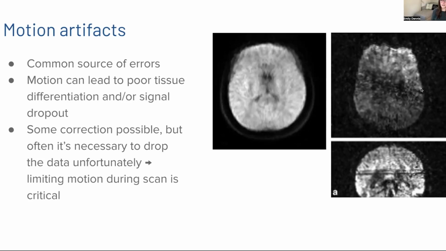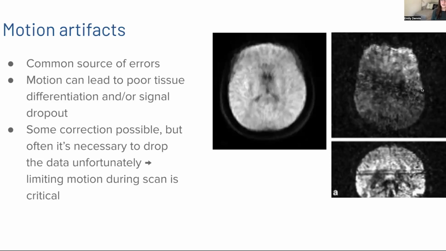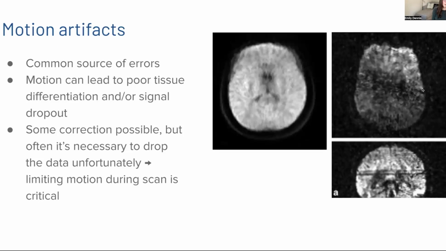Now, it's pretty common to see this, and it's not always a huge problem. If it's just a few slices or a few volumes, usually that's okay. There can be some correction possible to interpolate or to try to recreate missing information, but sometimes it is necessary to drop the data, unfortunately, if it happens in too many slices and too many volumes. So this is why limiting motion during the scan really is critical. Because if we just haven't been able to collect the information, there's sometimes limited options to approximate it or recreate it.